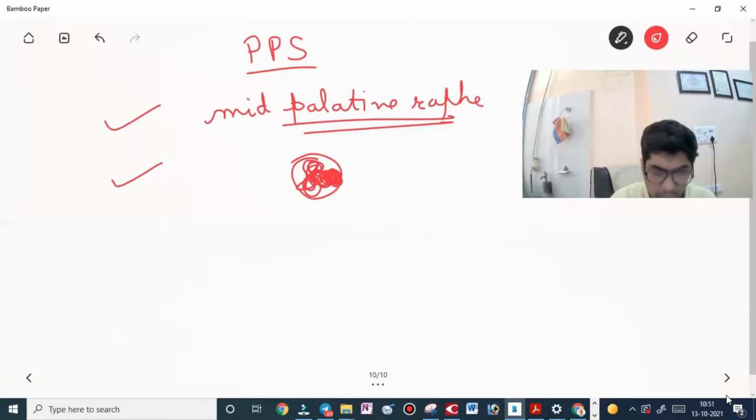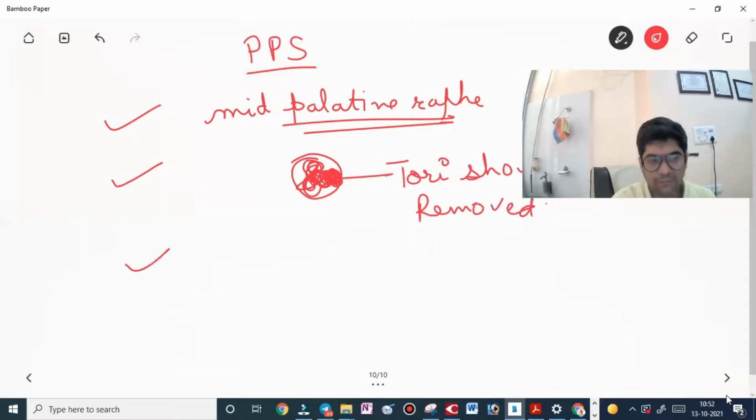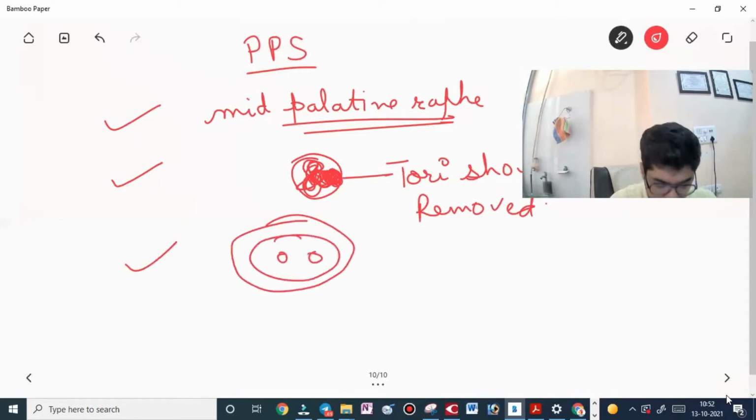So that extend posteriorly. Then the tori, this tori should be removed. Third, the position of the fovea palatini will also influence the denture. So the denture should extend 2 mm beyond the fovea palatini.